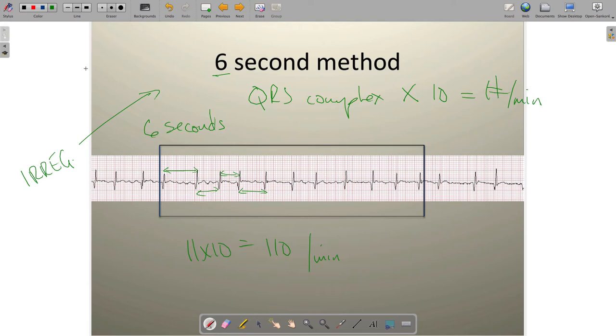It's also great for rhythms in general. So you can pretty much use this always, but the best time to use it is when there's an irregular rhythm, or I should say you should only use the 6-second method when you have an irregular rhythm. You can use it for anything else as well, but if you have an irregular rhythm, you must use the 6-second method to obtain the rate.